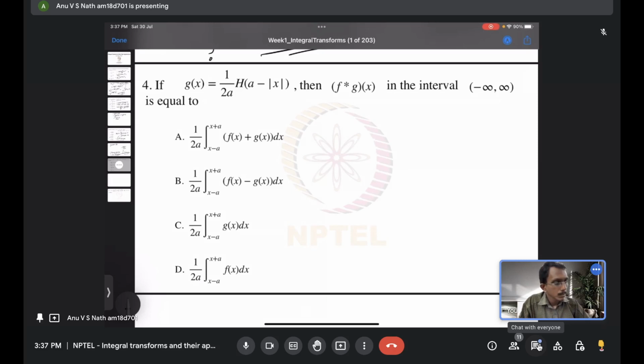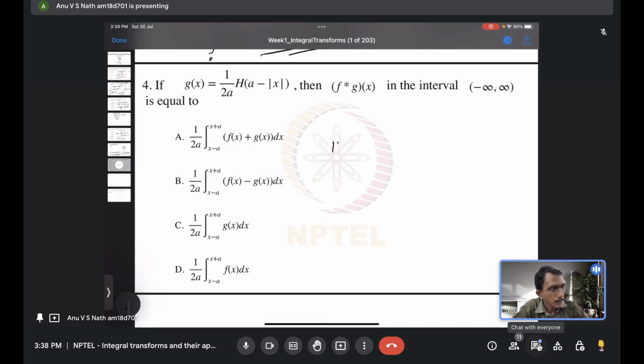I'll give 1 minute for you to try this. Then if you get the answer, you can inform me. Then anyway, I will explain it. So before that, I will just go through what the Heaviside function is.